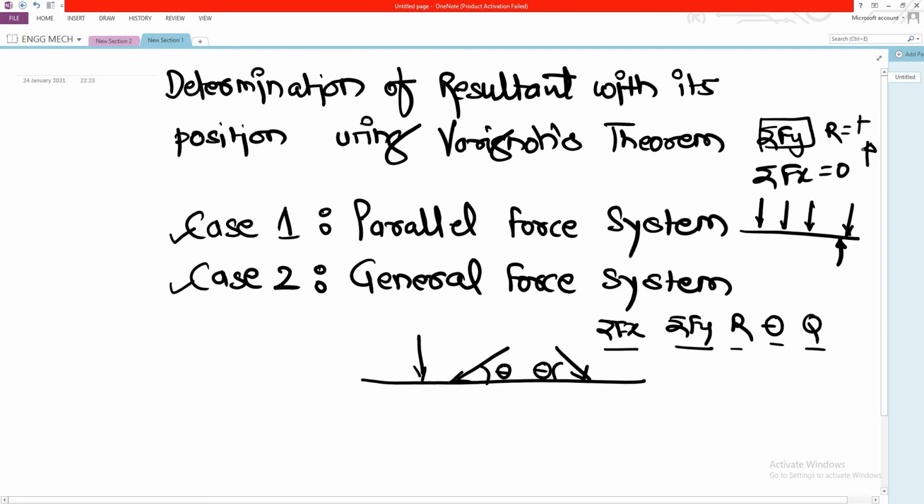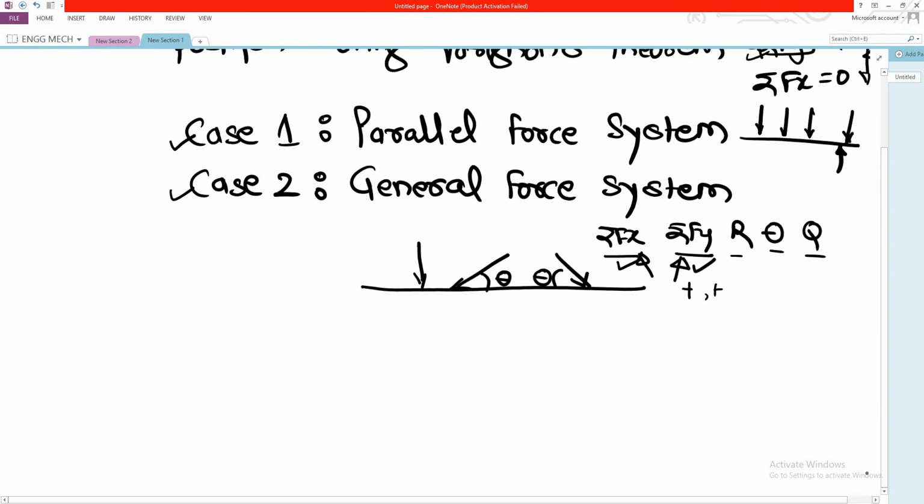If summation Fy comes out to be negative, then the direction of the resultant will be downward. And in the general case, for direction we have summation Fx and Fy both, that is plus, minus, plus, whatever; the quadrantal position of the resultant will be given by the signs of summation Fx and Fy, whereas the parallel force system has a simple funda of looking at the sign of summation Fy, then assigning the proper direction to the resultant. Here we will be talking about the first case, that is the parallel force system.